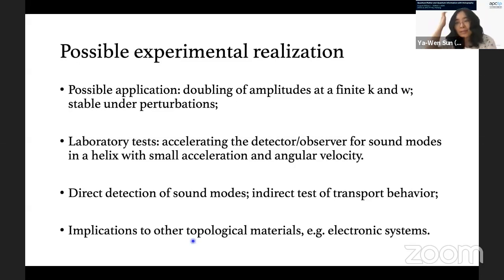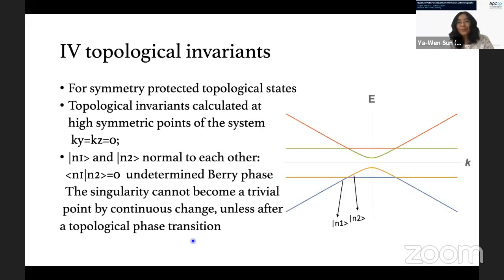Topological states of matter for electronic systems have been studied extensively during the last decades. If we can realize these topologically non-trivial electronic states of matter also in this mechanical way, by accelerating observers or by accelerating the materials, that will be very interesting. And we have also had some preliminary results in this aspect. But because of the time limit, I will go very fast through the rest of the talk.